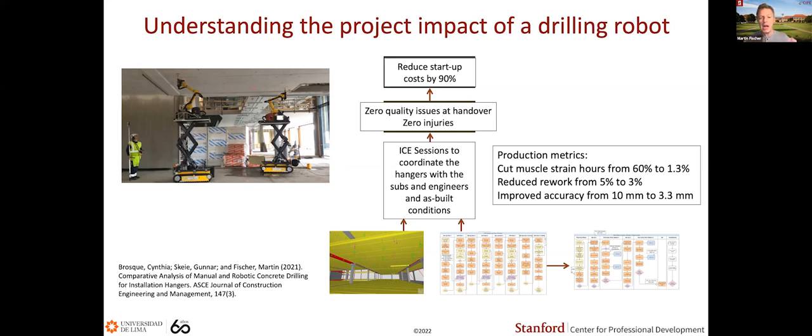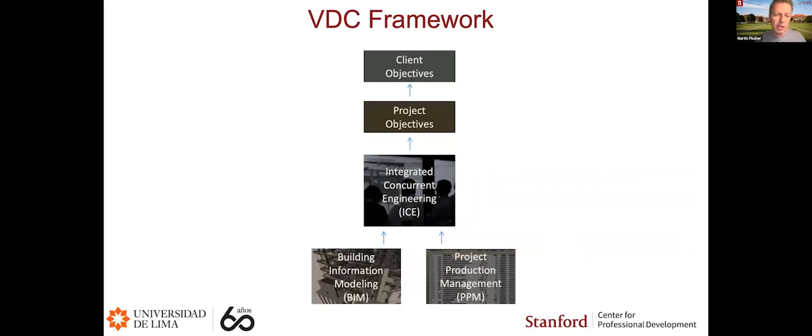So you can see how the VDC framework also helps you understand the impact of a new technology, the things you have to change, how you have to change them and how they connect. So I hope that through these examples, and also the sort of logical beginning, at least I think it's logical, you have seen the VDC framework, how it brings together client objectives, why the project exists, with project objectives, what the project team has to achieve, with how the project team is going to achieve them: through integrated concurrent engineering, how we collaborate with each other; building information modeling, how we create and use good information; and how we manage all of the workflows and processes, project production management.